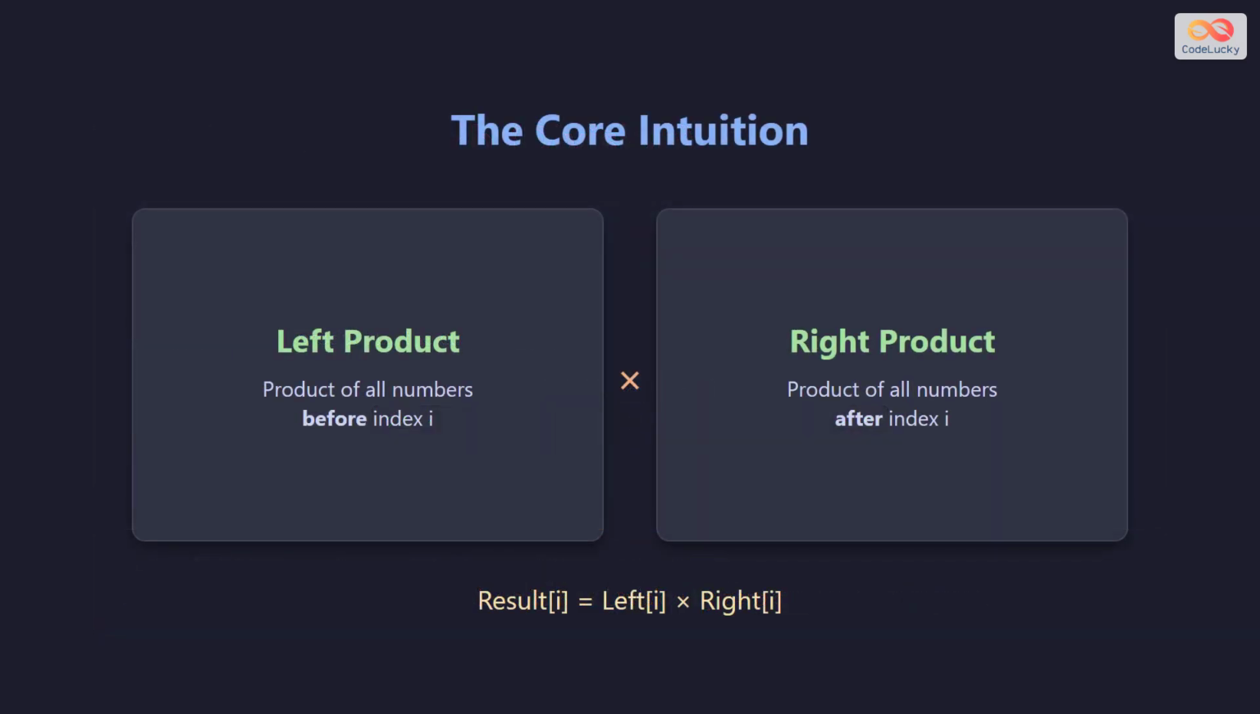So, how do we solve this without division? The key intuition is to break the problem into two parts. For any given number in the array, the product of everything else is simply the product of everything to its left multiplied by the product of everything to its right.